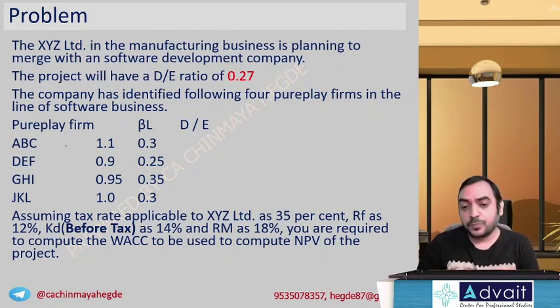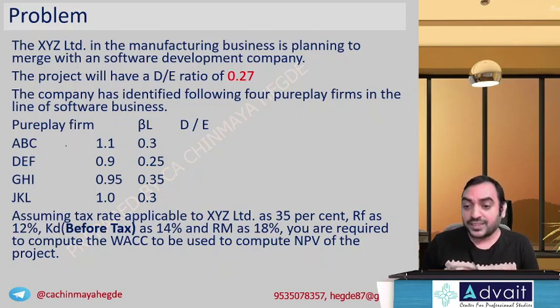XYZ Limited, in the manufacturing business, is planning to merge with a software development company. The project will have a debt equity ratio of 0.27. The company has identified the following four pure play firms in the line of software business: ABC, DEF, GHI, JKL. Assuming the tax rate applicable to XYZ is 35%, RF is 12%, KD before tax is 14%, RM is 18%, you are required to compute the WACC to be used to compute the NPV of the project.